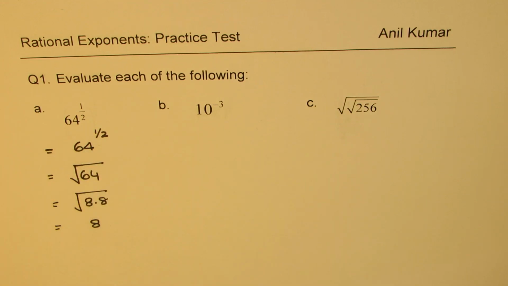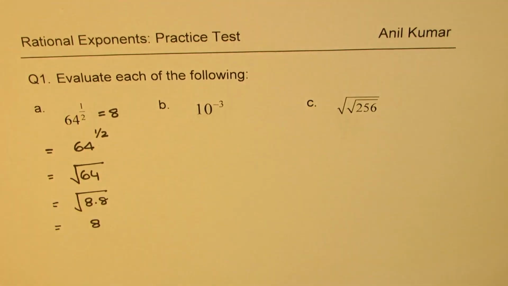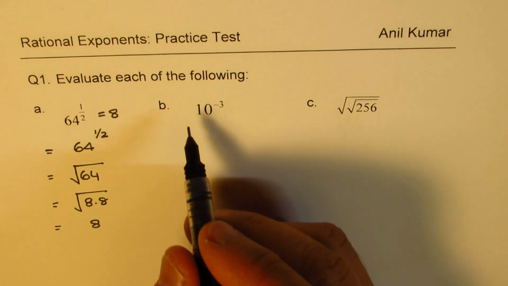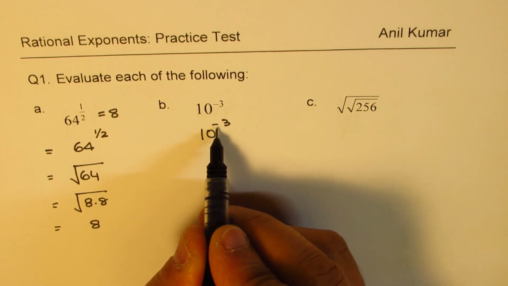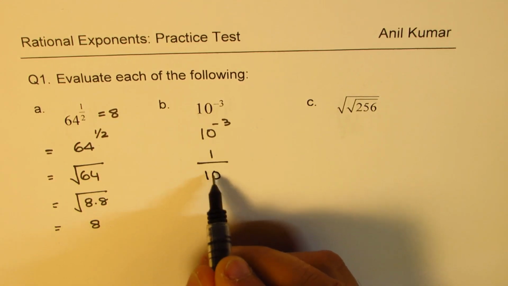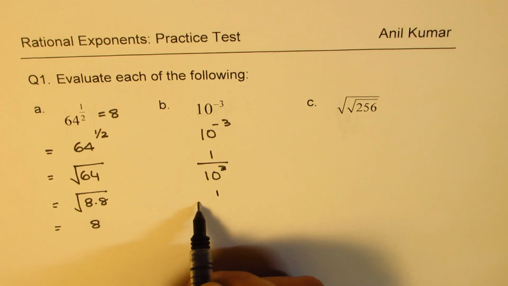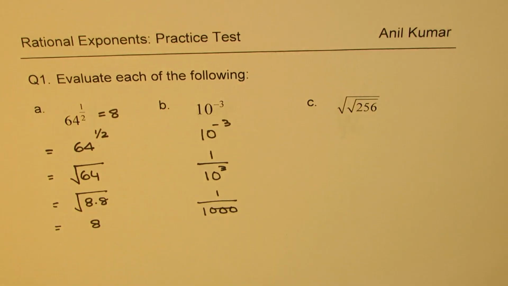There's no need to do all these steps. You could straight away write 8 as your answer in your test paper. I'm trying to show you all the steps so that it's good for all of you. The next one here is 10 to the power of minus 3. That negative means you could write this as 1 over 10 to the power of 3, that means 1 over 1000. So that becomes your answer.